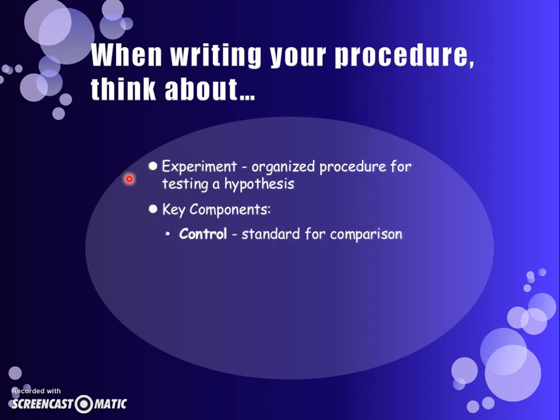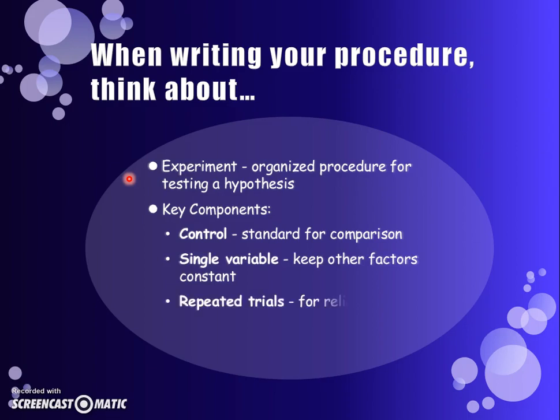Okay, so your control is one where you always know what your answer will be. A single variable that you're changing is speed. You're having different speeds of people in the rain. And you'll want to repeat this. You want to do it 3 to 5 times just to make sure that you got the right results. That wasn't just a fluke.